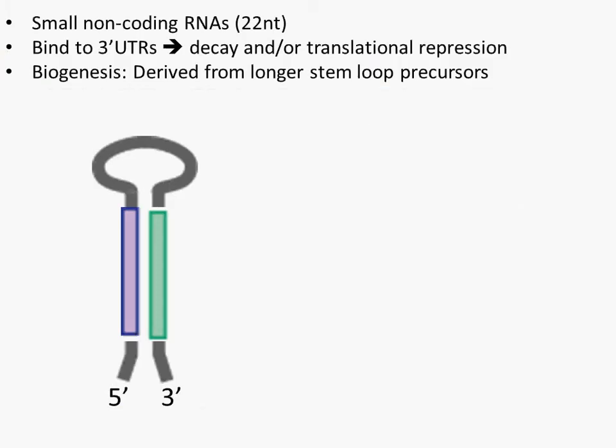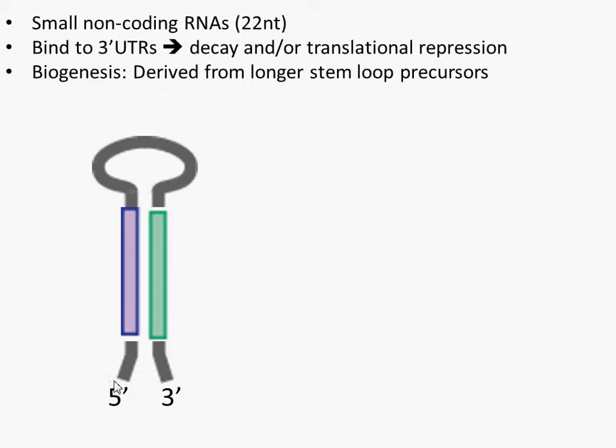I've recently prepared some slides on this, so I'll use one as a starting point. As you're aware, microRNAs are small non-coding RNAs, typically 22 nucleotides in length. They're known to bind to 3' UTRs, where they can cause RNA decay and/or translational repression. And if we talk about the biogenesis, we know that these microRNAs are derived from longer stem loop precursors.